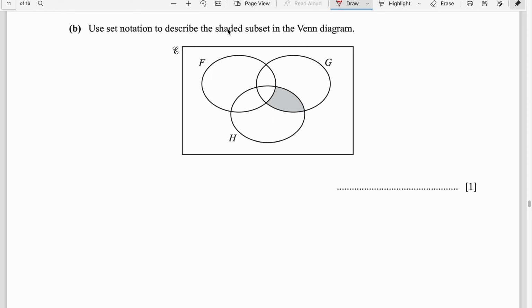Use set notation to describe the shaded subset inside the Venn diagram. Okay, this is the intersection. If it had been completely full, this would be H intersection G. But we have to take this out. That is intersection F complement. You can also write that inside the bracket. It means the same.